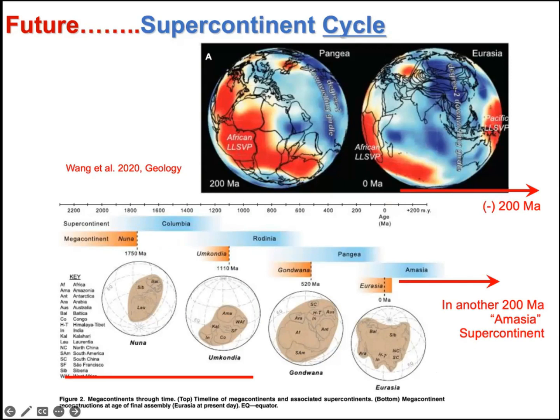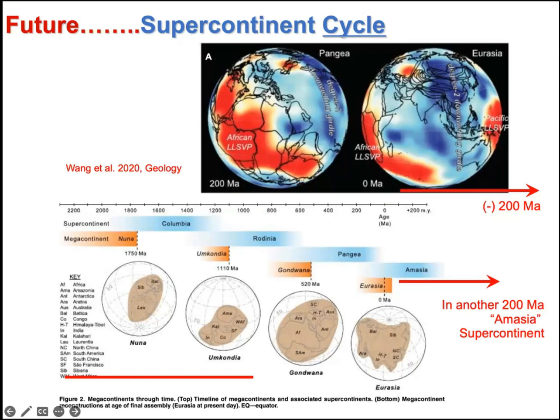But in another 200 million years time, there will be a new supercontinent coming up that is called Amasia. Okay, so Columbia, Rodinia, Pangaea, Amasia will be the main supercontinents that we see in this cycle.